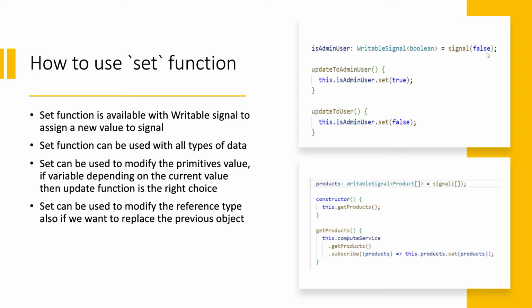So since this is a primitive data type, we can modify it using the set function, right? Because we already discussed these are immutable data types. And set can be used to modify the reference type also if we want to replace the previous object. So if you see this example, here we are getting the list of products from the API, and the first time we are assigning because there was nothing previously, it was an empty object. So for the assignment we use set, and if we want to replace the complete object, then also we can use the set function.